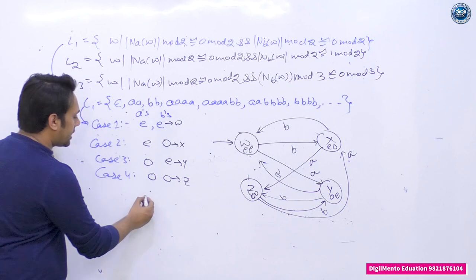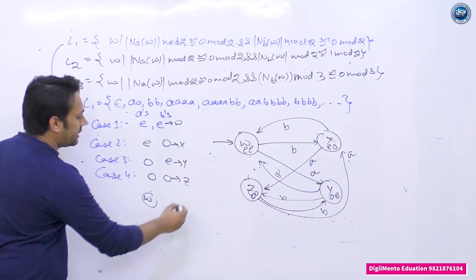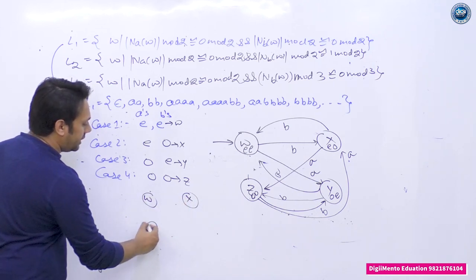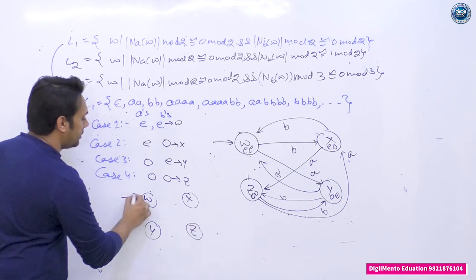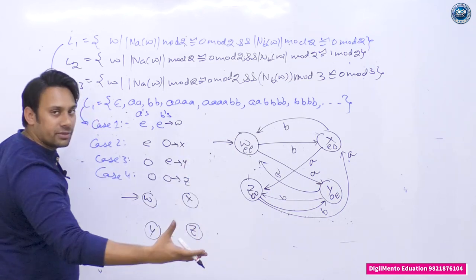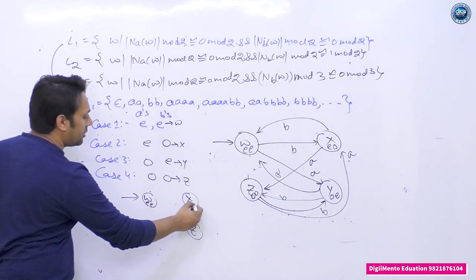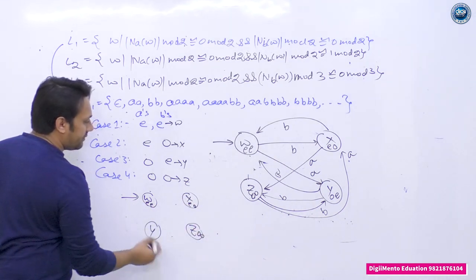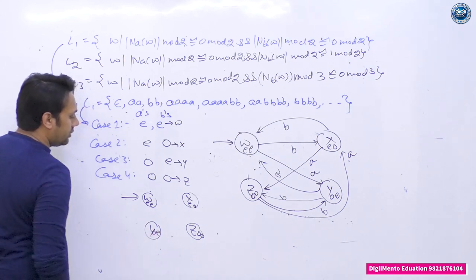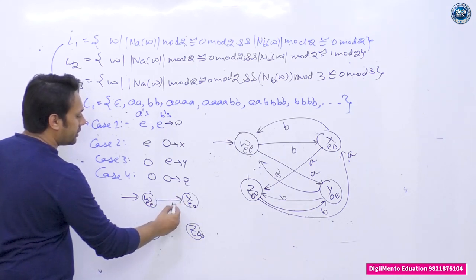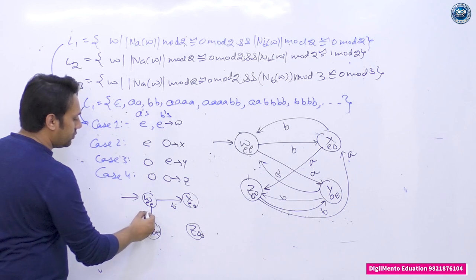What I can do is take W here, X here, Y here, and Z here. So I can formulate this same diagram in a different manner. How can you do it? W is even-even, X is even-odd, Z is odd-odd, and Y is odd-even. So here, if I give a B, I'll go to X. If I give an A, I'll go to Y.